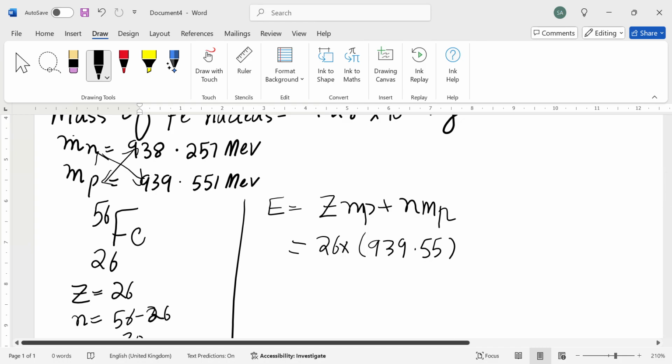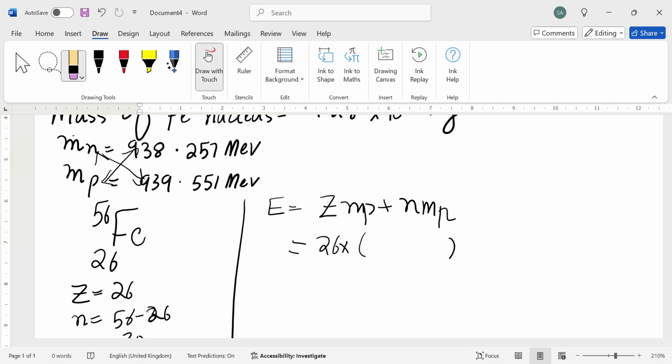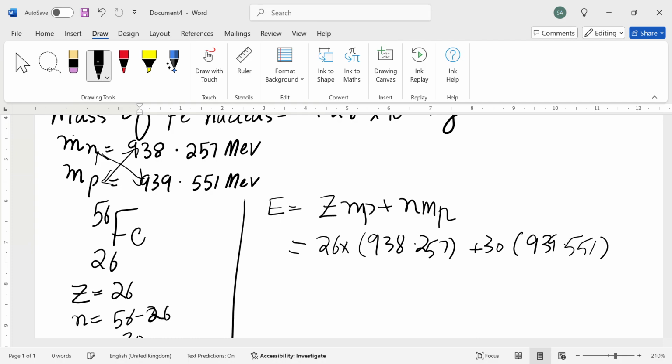So if I use the eraser and turn it around, it is 26 × 938.257 plus the neutrons, which are 30, times the mass of the neutron, 939.551 mega electron volts. If you multiply these, you would get the energy to be 52581.212 mega electron volts.